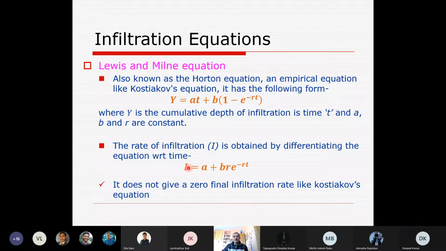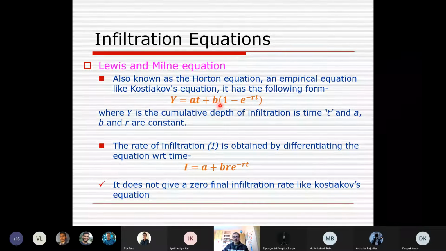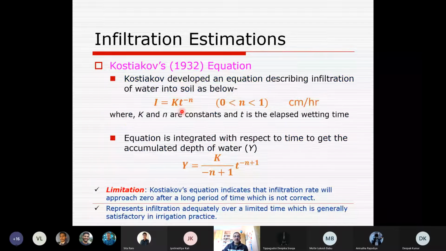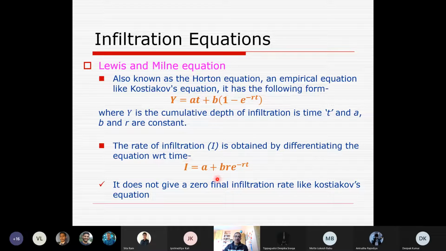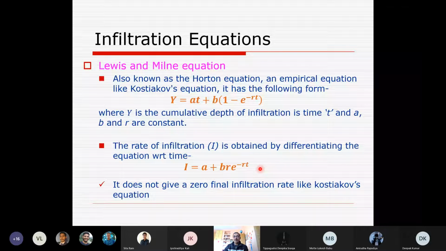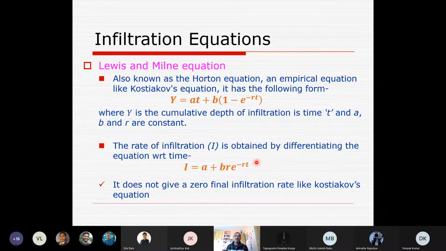Why was it developed? Because the Kostiakov equation has a limitation of estimating infiltration rate as quite negligible or zero after quite a long period of time. Lewis and Milne developed this equation to overcome that condition, and it does not give zero final infiltration rate like the Kostiakov equation. So this is a kind of improvement over the Kostiakov equation.